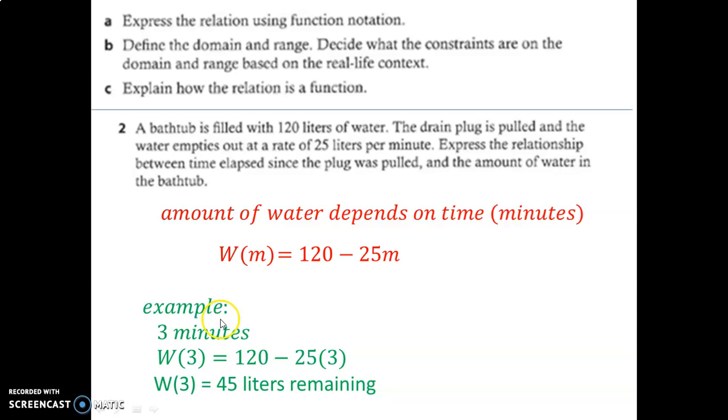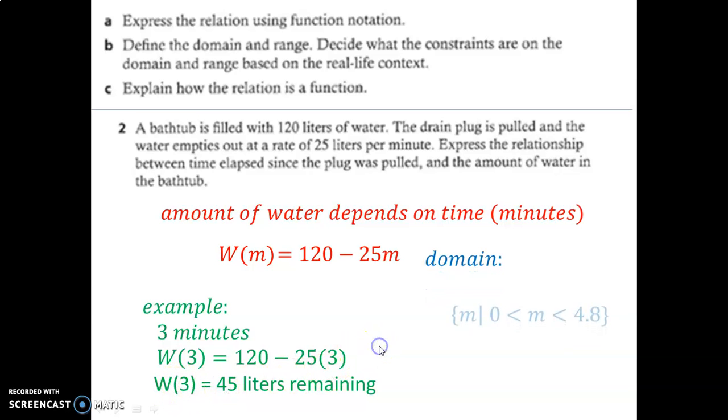Okay, I'll give an example here as well. Let's say 3 minutes pass, then we write W of 3, the amount of water based on 3 minutes of input. The amount of water is 120 minus that, which is 45 liters remaining. And we write water based on input of 3 equals 45.